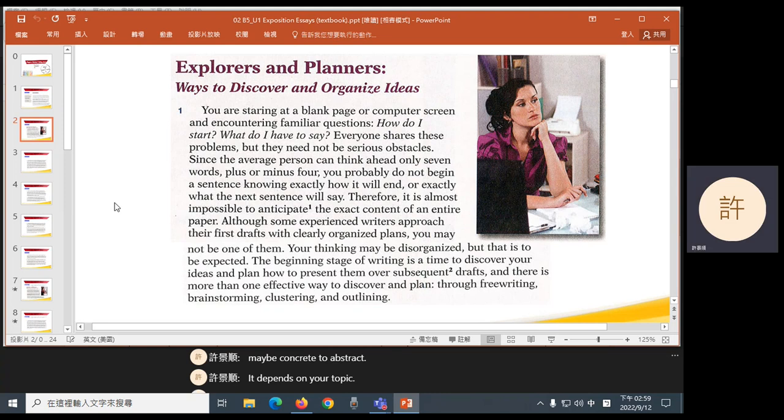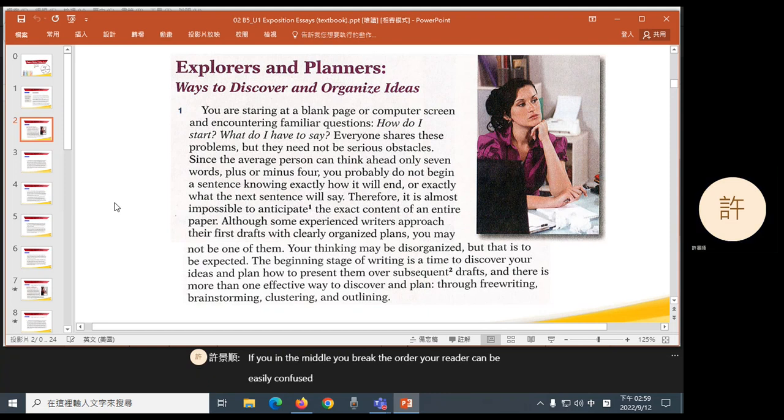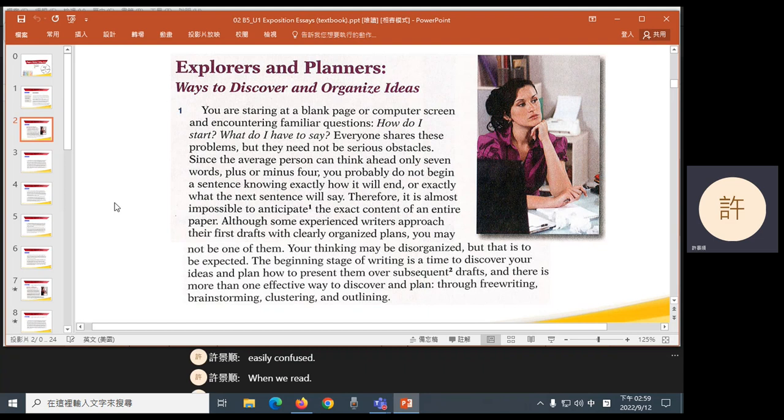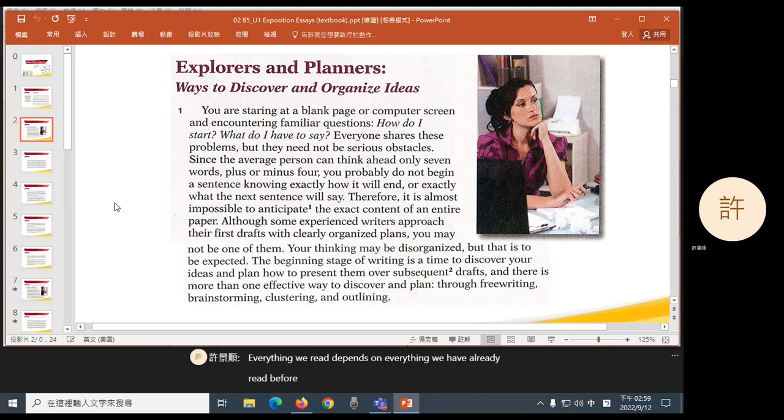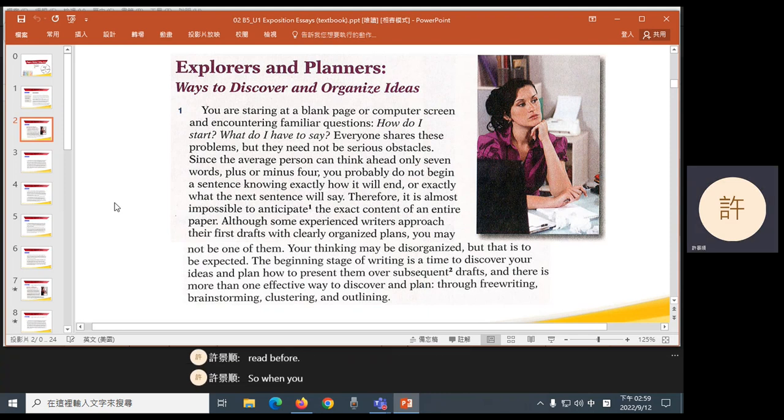But once you choose an order, follow the order. If in the middle you break the order, your reader can be easily confused. When we read, everything we read depends on everything we have already read before. So when you start reading something, your mind already comes up with expectations, ideas about what this essay will say, how it will say these things.